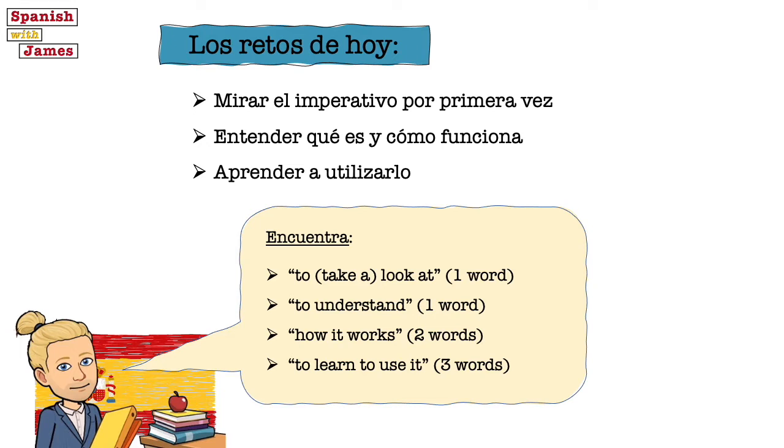To take a look at is mirar. Mirar is to look or to take a look at something. To understand is entender. You might also know the verb comprender, so they're both synonyms. How it works is cómo funciona, and it's essential you remember that accent on the O, because if not, it means like or as. To learn how to use it or to learn to use it is aprender a utilizarlo. So it's almost like to learn to utilize it.